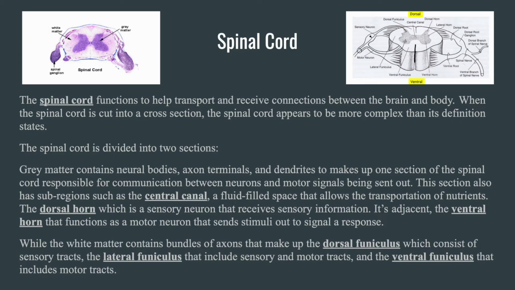And then there's the white matter, which includes a bundle of axons and makes up the dorsal funiculus, the lateral funiculus and the ventral funiculus, which includes sensory tracts, motor tracts, and then both sensory and motor tracts.